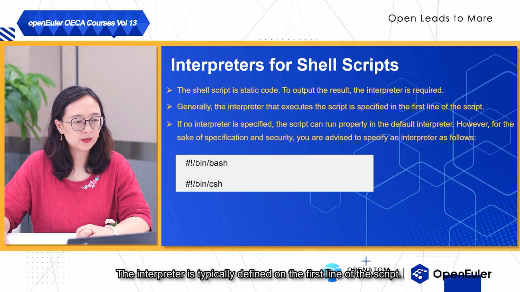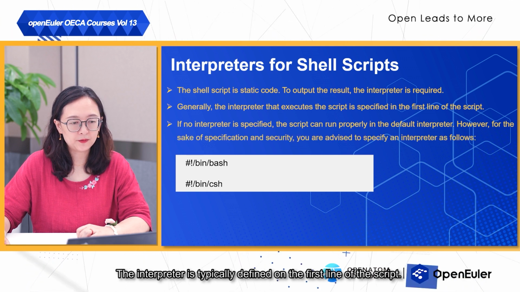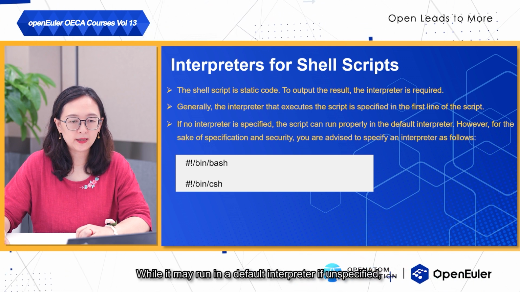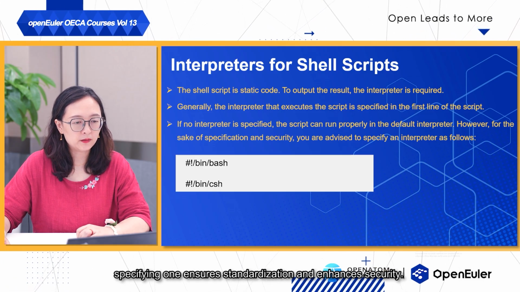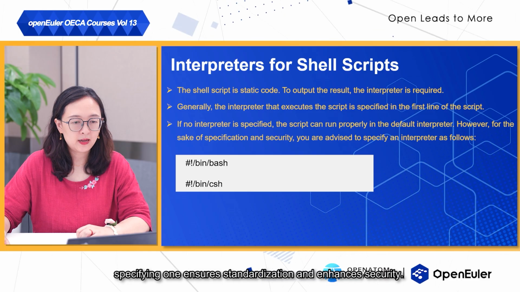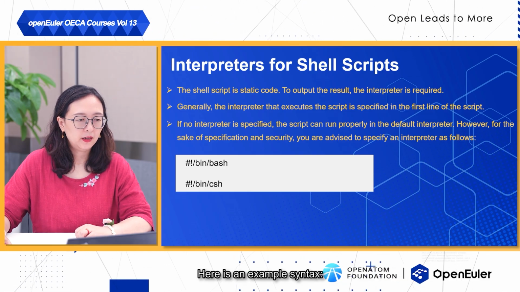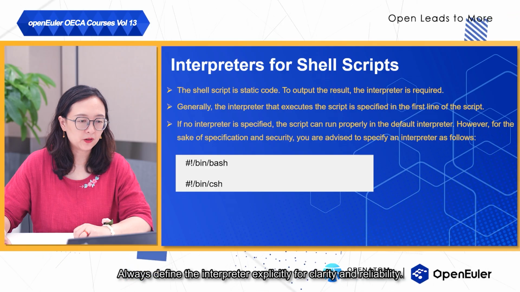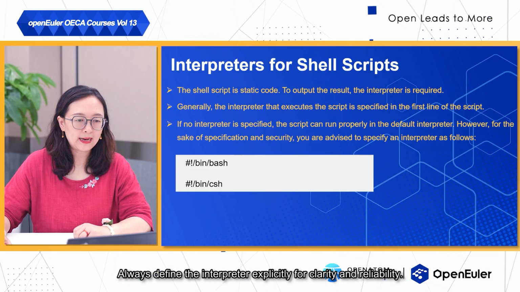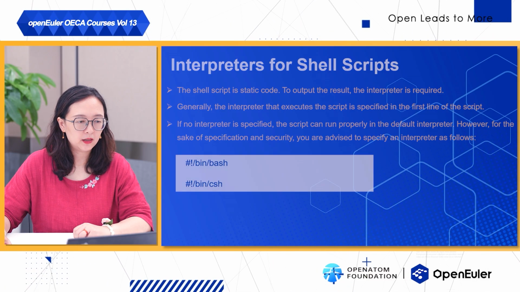The interpreter is typically defined on the first line of the script, while it may run in a default interpreter if unspecified. Specifying one ensures standardization and enhances security. Here is an example syntax. Always define the interpreter explicitly for clarity and reliability.